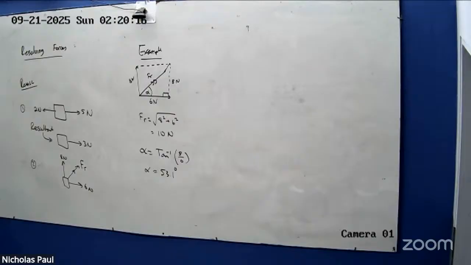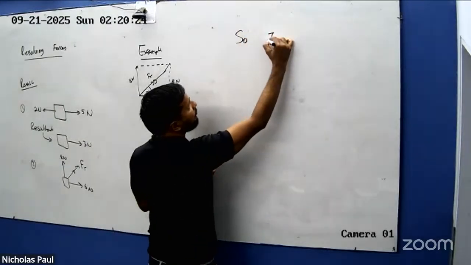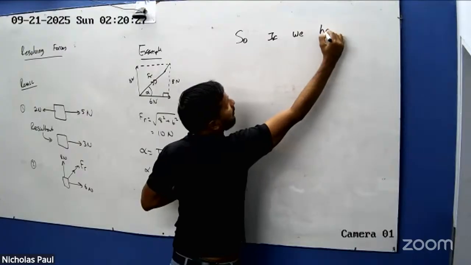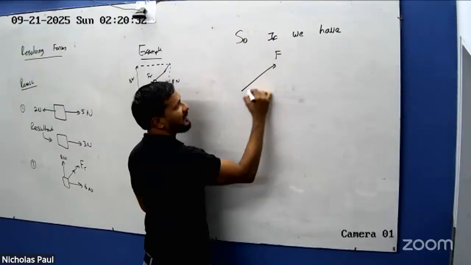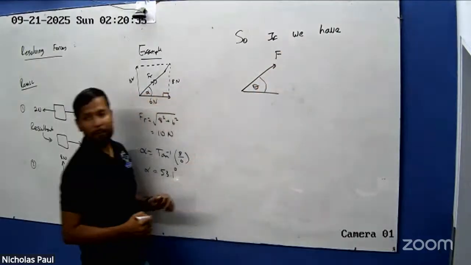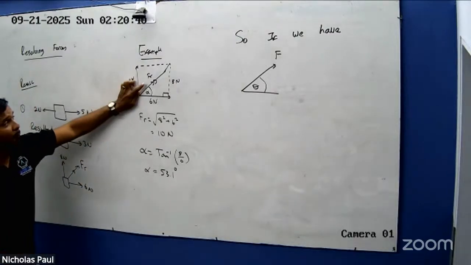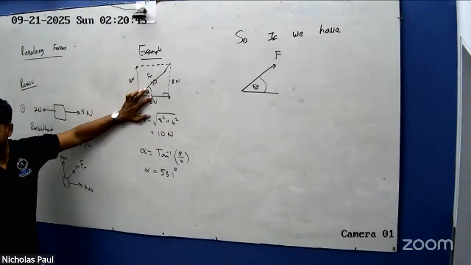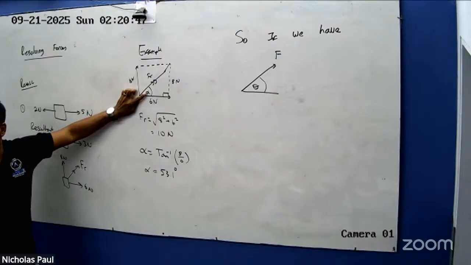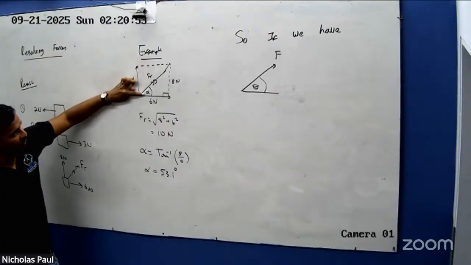So now think of the concept, right? If we have a force at an angle, what can we say about that force at an angle? So think about this here. Think about this force here, that's 10 newtons at an angle of 53.1. What can we say about a 10 Newton force at an angle 53.1?